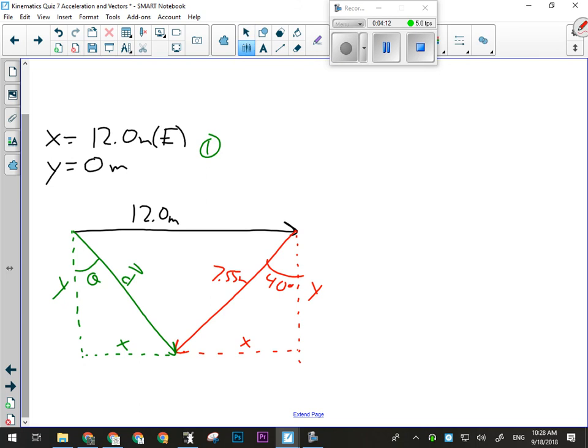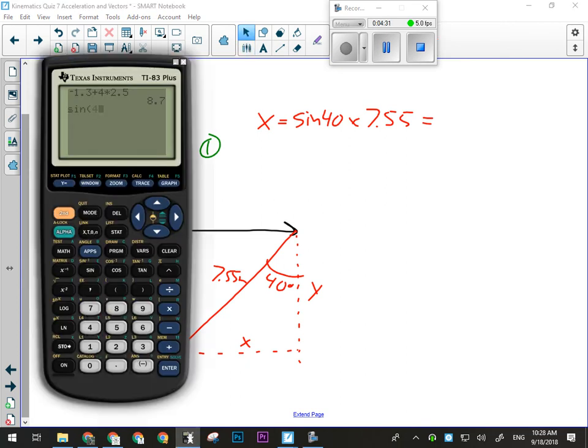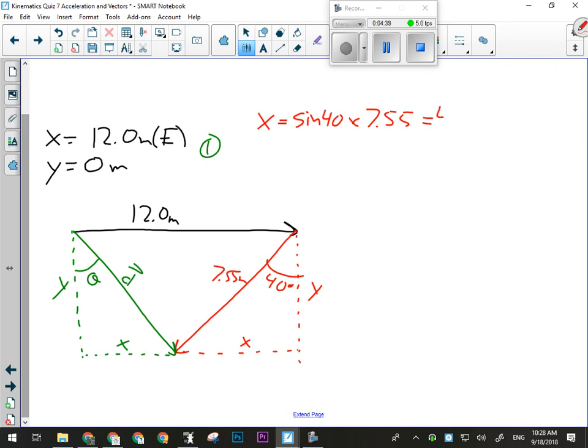For the red line, the x component is the opposite side of this triangle. So we're going to go sine of 40 times 7.55. So sine of 40 times 7.55 gives us 4.853 meters, and that's west. I know it's west because this is going west of south. So that's west, and this one here will be south.